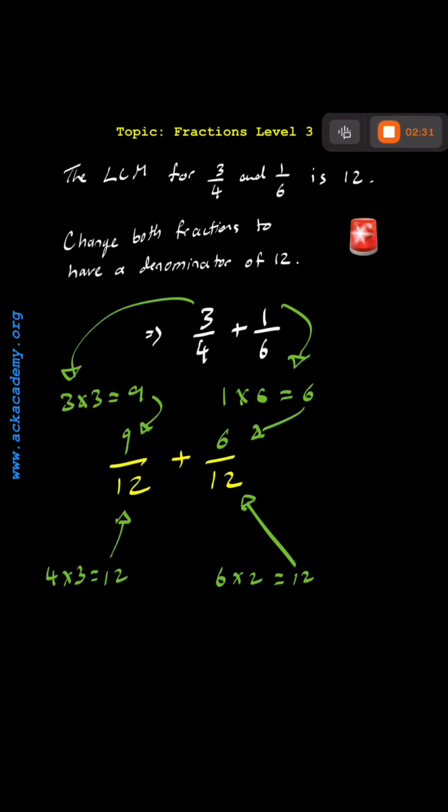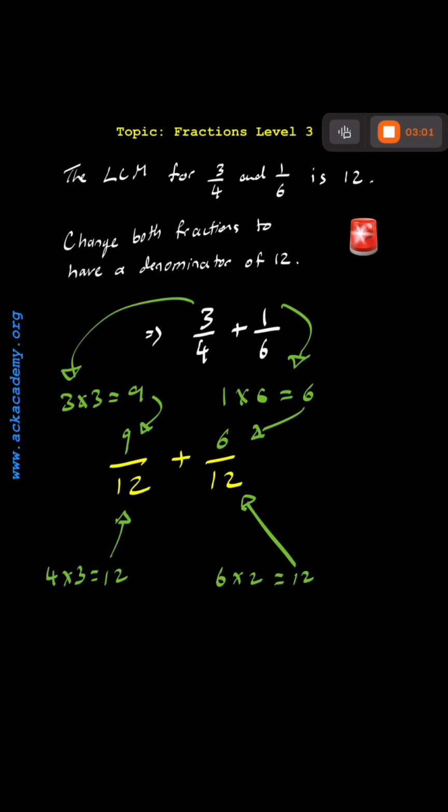So 4 times what gives you 12? It's going to be 3. And then you take that same guy and you put it up here. So whatever you do to the denominator, you do to the numerator. Okay, so then this 3 goes over here, multiplied by this 3, which we figure out because we know that 4 times 3 gives you 12, and we know what the LCM is. And then you get 9.